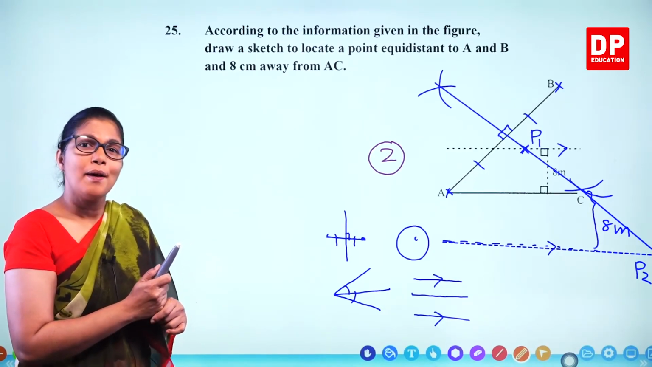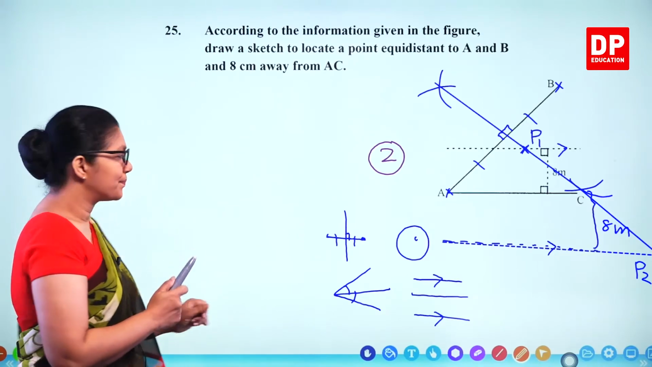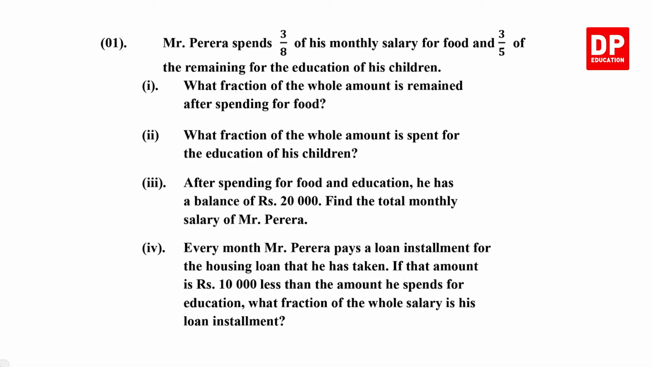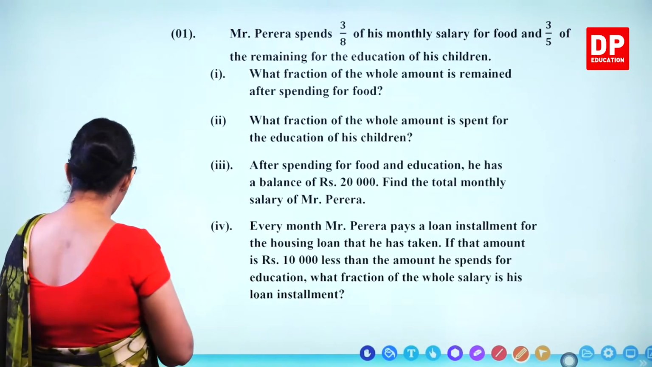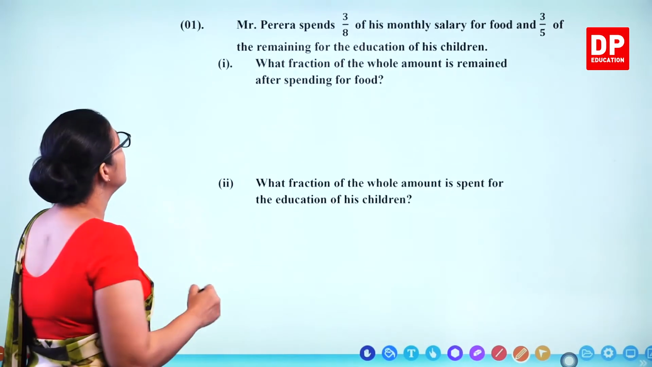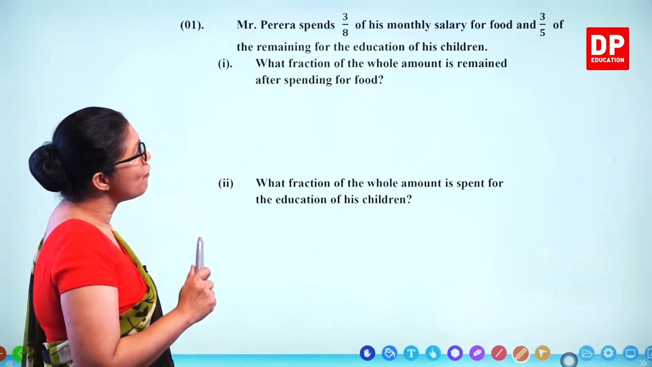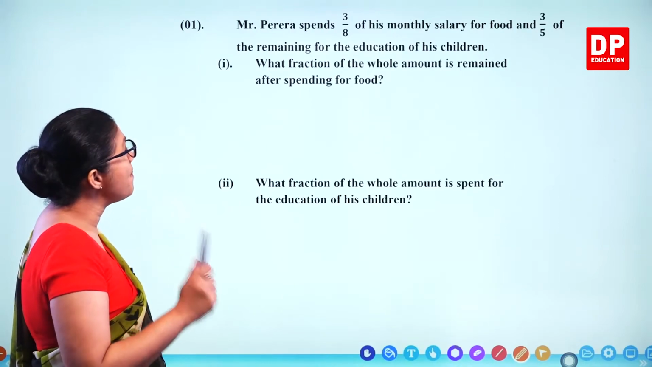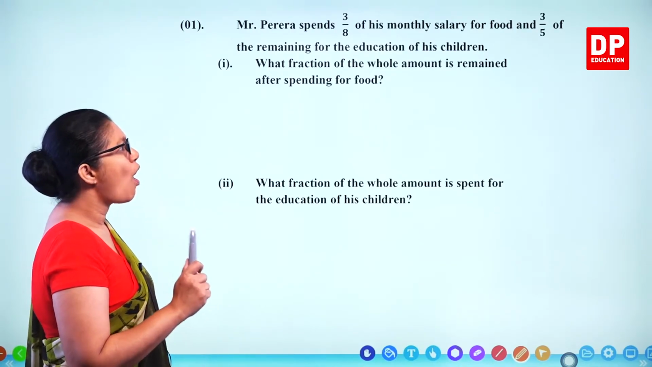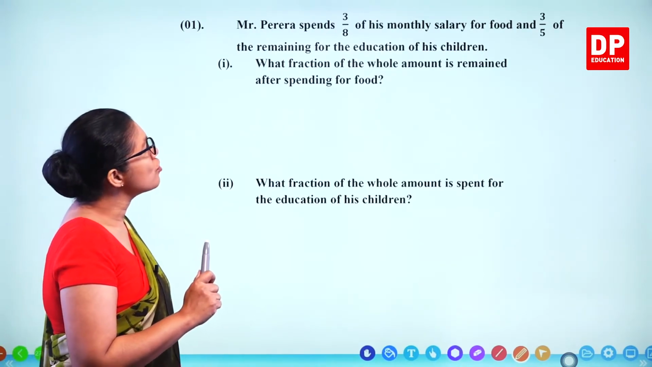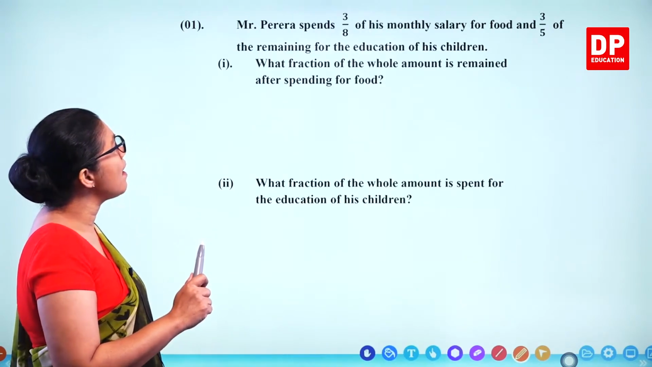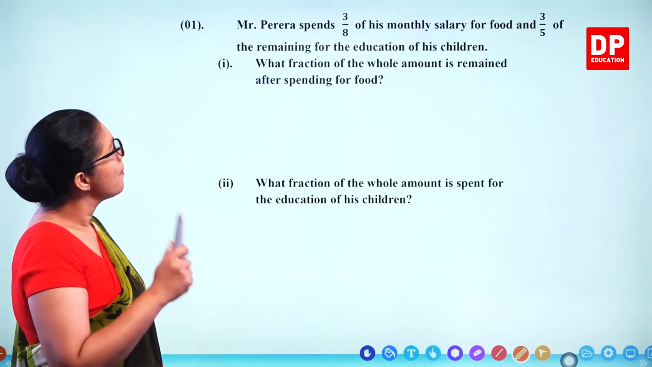Let's take the part B section. Part B question number 1, it's about fractions. There are 4 parts in that question. Mr. Perera spends 3/8 of his monthly salary for food and 3/5 of the remaining for the education of his children. What fraction of the whole amount remained after spending for food?